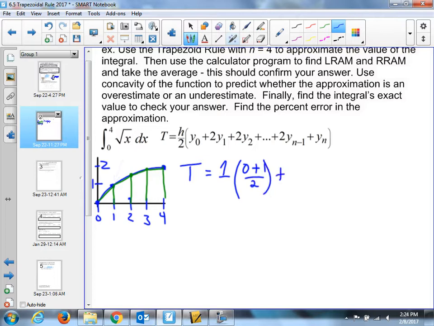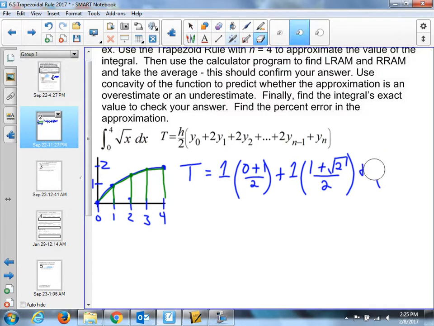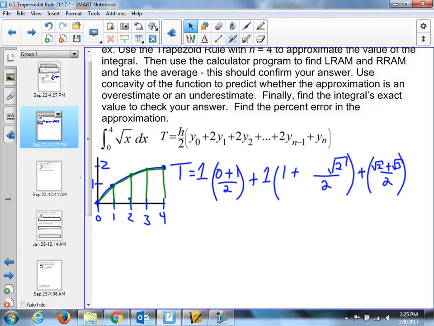Add that to the area of the next strip. It's got a width of 1, a height of 1, plus root 2 is the best I can do, isn't it? I'll call it root 2 over 2, plus 1 times 1, root 2 plus root 3. Sorry, I'm writing too big. Root 2 plus the height on the other side, root 3, divided by 2. And then lastly, root 3 plus root 4, and I've got to squeeze some stuff in.